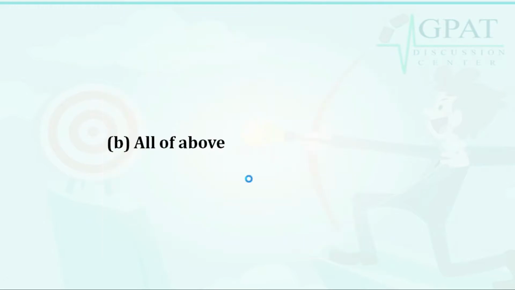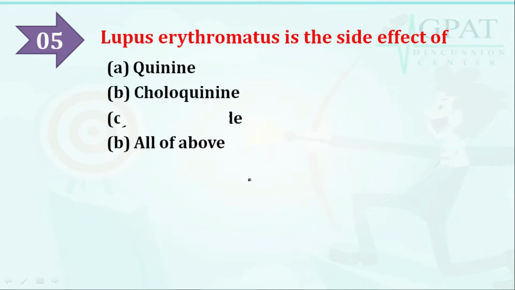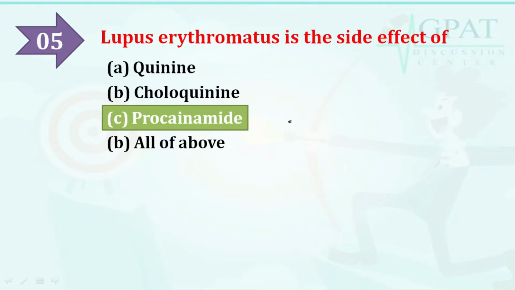So students, moving on to the next question: lupus erythematosus is the side effect of option A quinine, option B chloroquine, option C procainamide, and option D all of the above. Students, this is just a typing mistake; this is option D. So which drug has lupus erythematosus as a side effect? The correct answer is procainamide. It has the lupus erythematosus side effect.